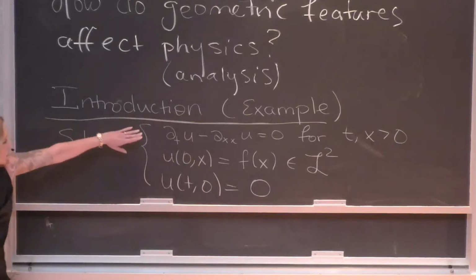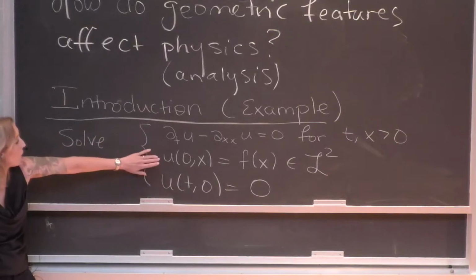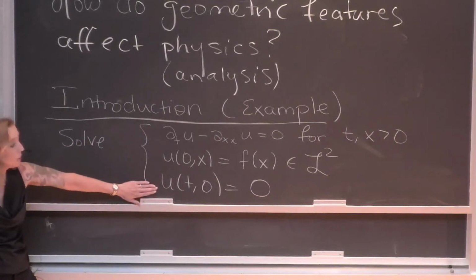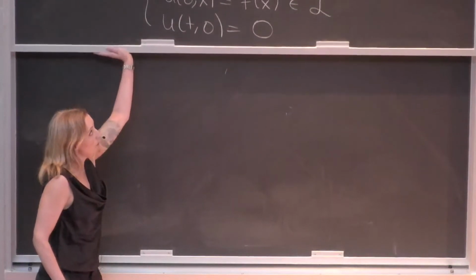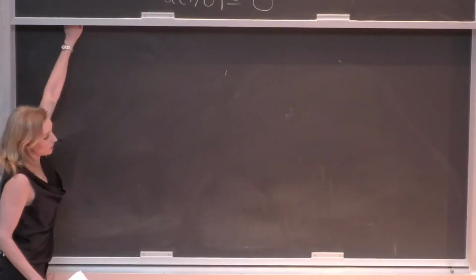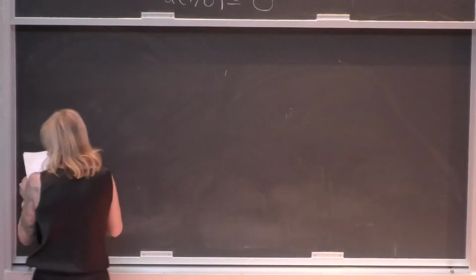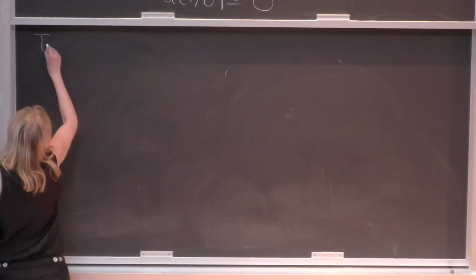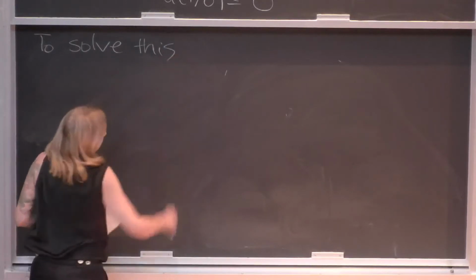Okay, so what we see here is a homogeneous heat equation with L2 initial condition at t equals 0, with the Dirichlet boundary condition at x equals 0. So this is the initial value problem for the homogeneous heat equation on a half-line. Okay? So to solve it, what should we do?